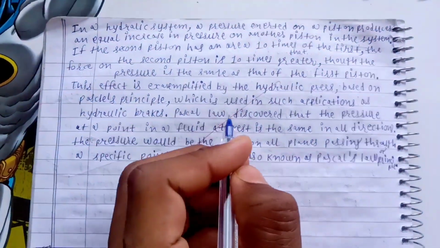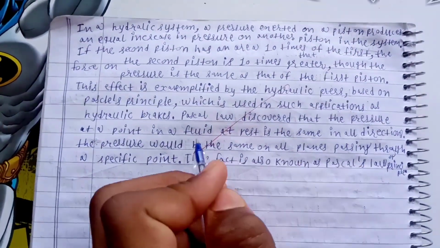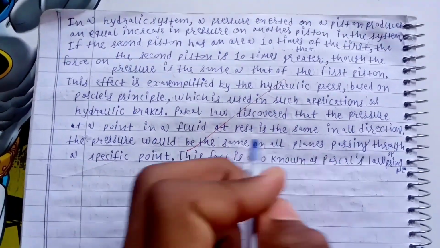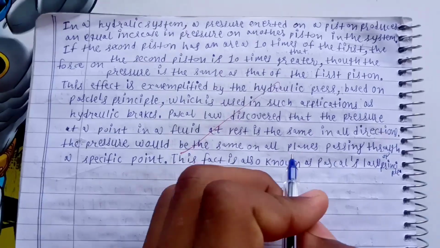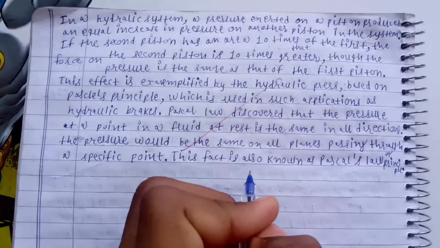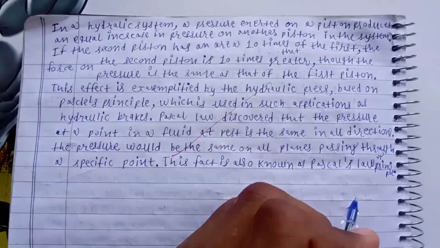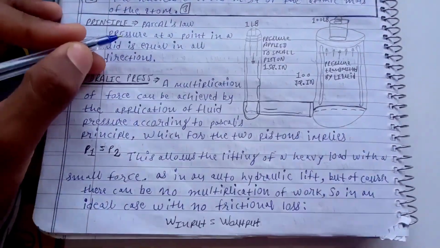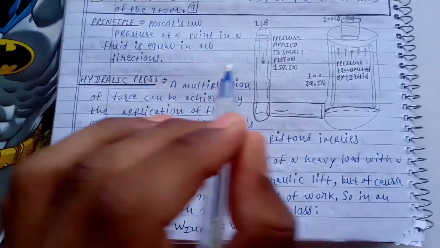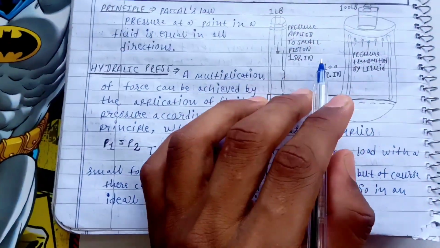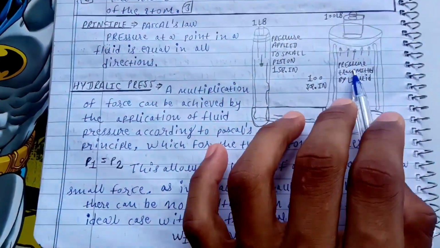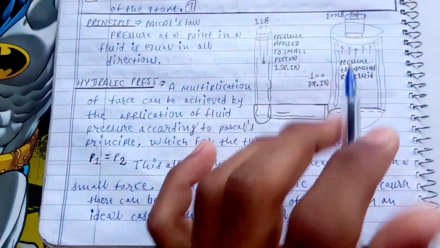brakes. Pascal's law discovered that the pressure at a point in a fluid at rest is the same in all directions. The pressure would be the same on all planes passing through a specific point. This fact is also known as Pascal's law or principle. Pressure at a point in a fluid is equal in all directions. 1 lb pressure applied to small piston of 1 square inch, 100 square inch pressure transmitted by liquid, 100 lb.